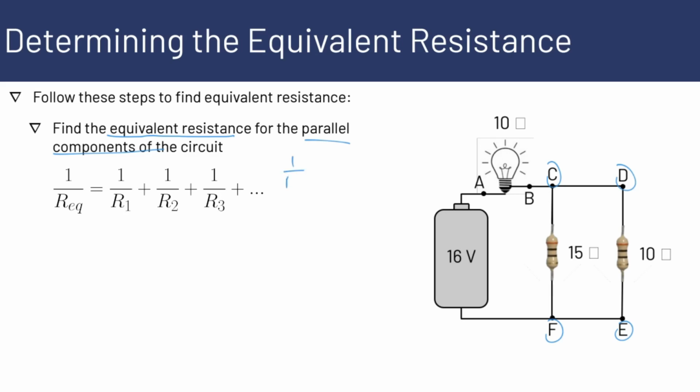So 1 over the equivalent resistance is equal to 1 over 15 plus 1 over 10. So that's equal to 0.167. Then the equivalent resistance is equal to 1 over 0.167, which is equal to 6 ohms. So the equivalent resistance for the parallel parts of this circuit is 6 ohms.